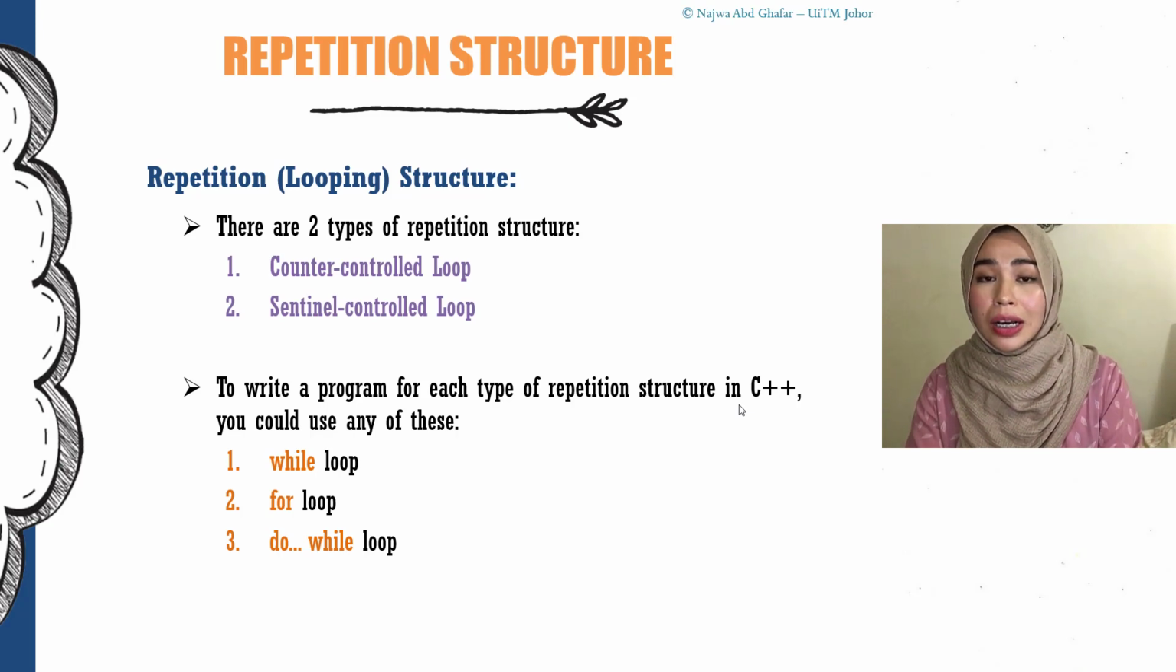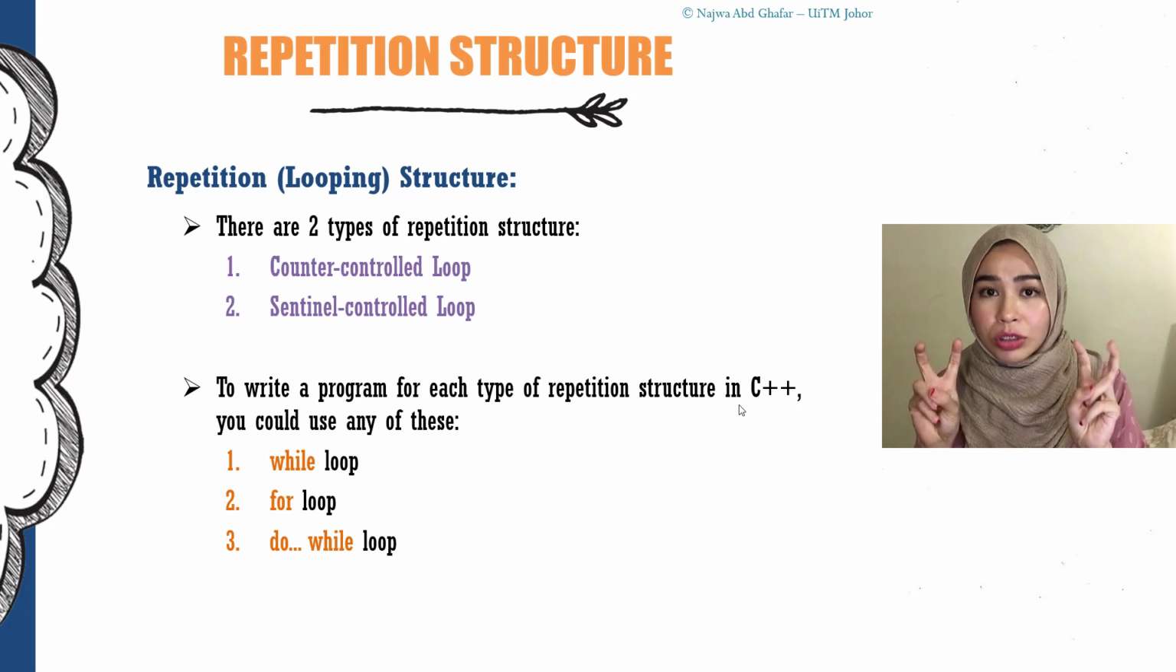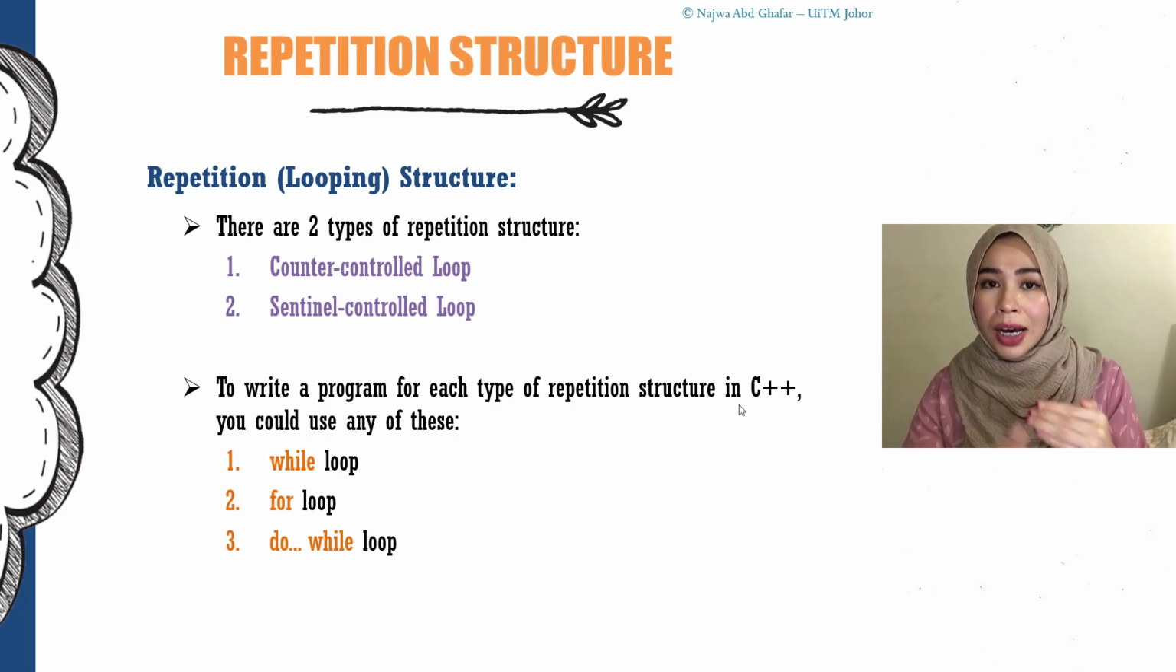The word counter here, you will notice from the word count, we need to count how many times we want to repeat. Whereas sentinel control loop is when we don't know how many times we want to repeat. We'll go into sentinel loop after this. So for today, we'll go into counter control loop.